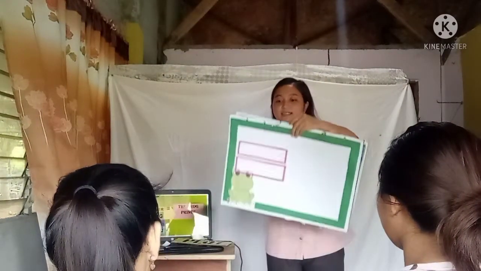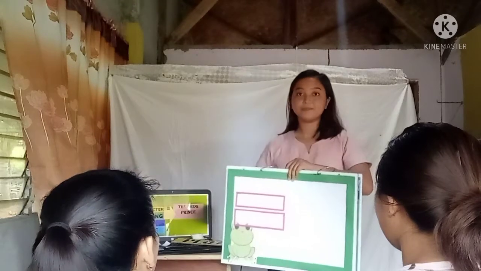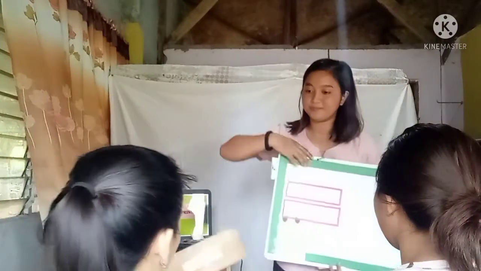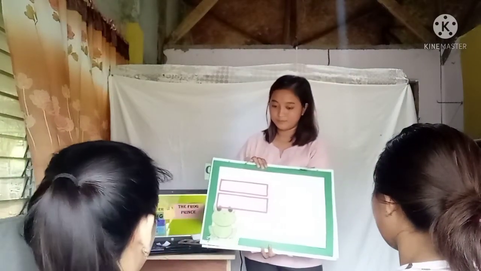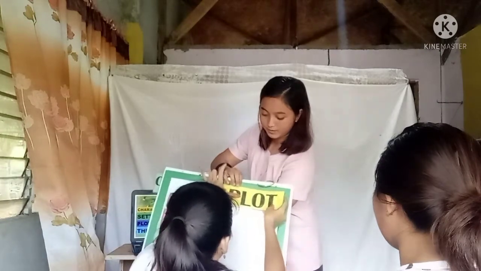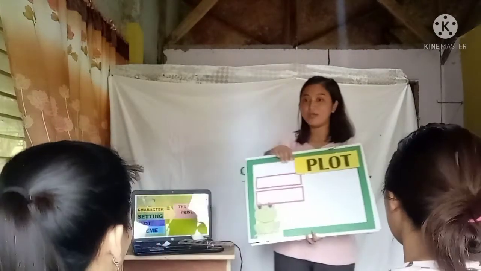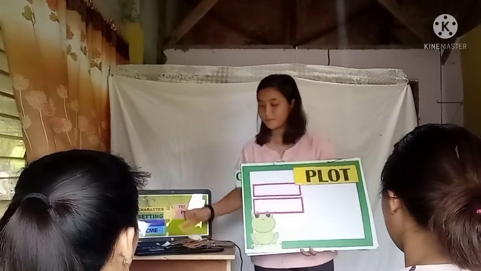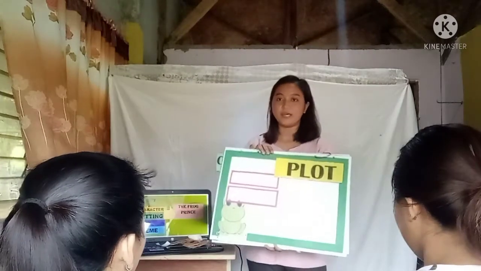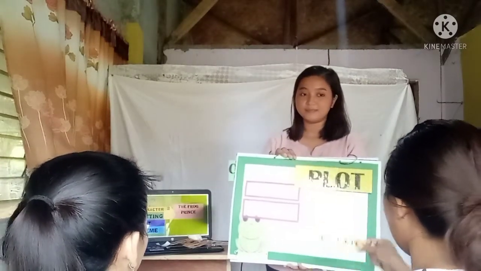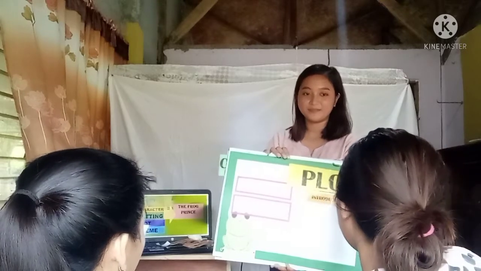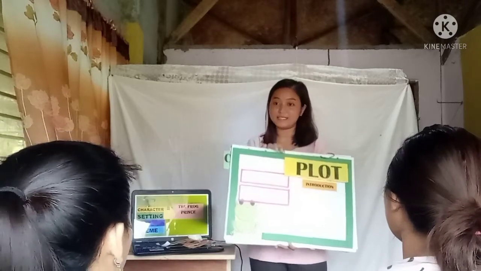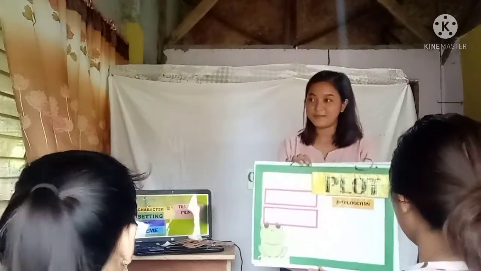Next, what is the third element of the short story? The plot, ma'am. Plot. Kindly put the plot. Okay. So in the plot, again, we have the introduction. Kindly put. Okay. So what happened at the beginning of the story? What is the introduction of the story? It's the birthday of the princess. Yes, the birthday of the princess.